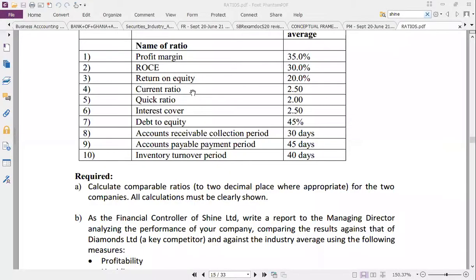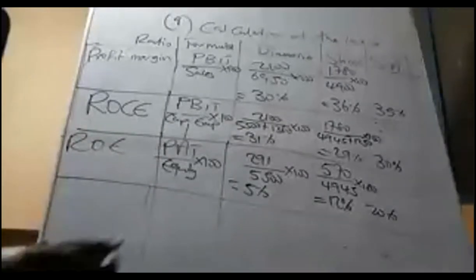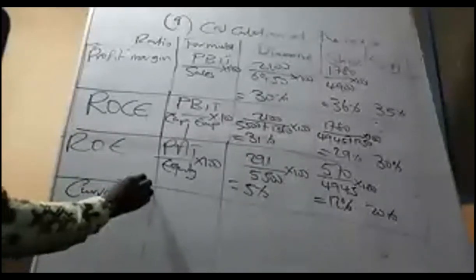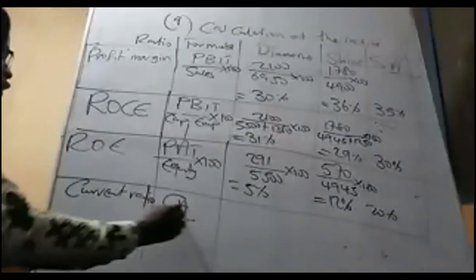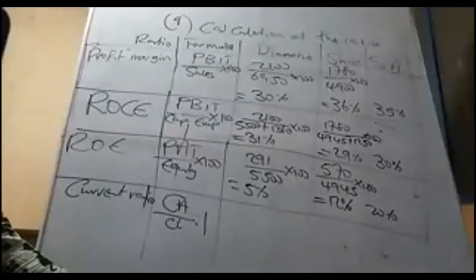The next ratio on the list is the current ratio. Current ratio. That one we say current over current. Everything current. So current ratio is CA over CL is to 1. You are done. What's the current asset? What's the current liability? Let's go and pick them from the question.